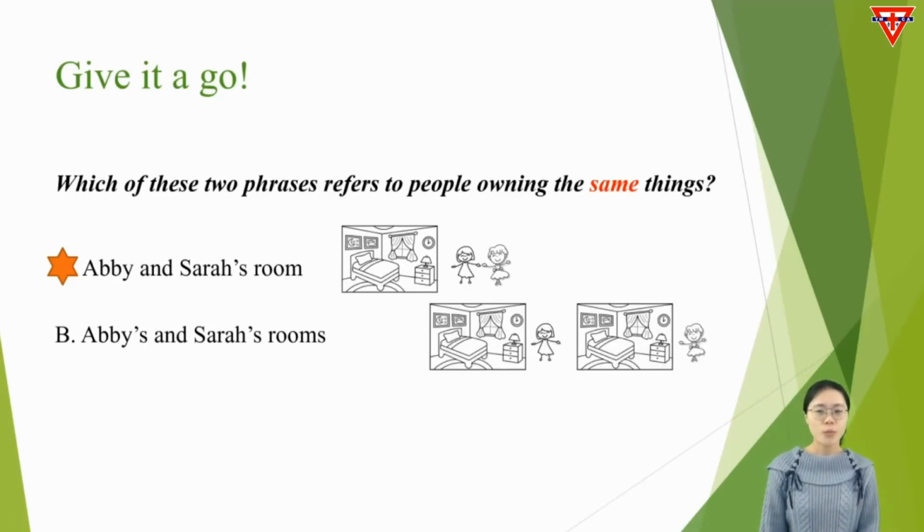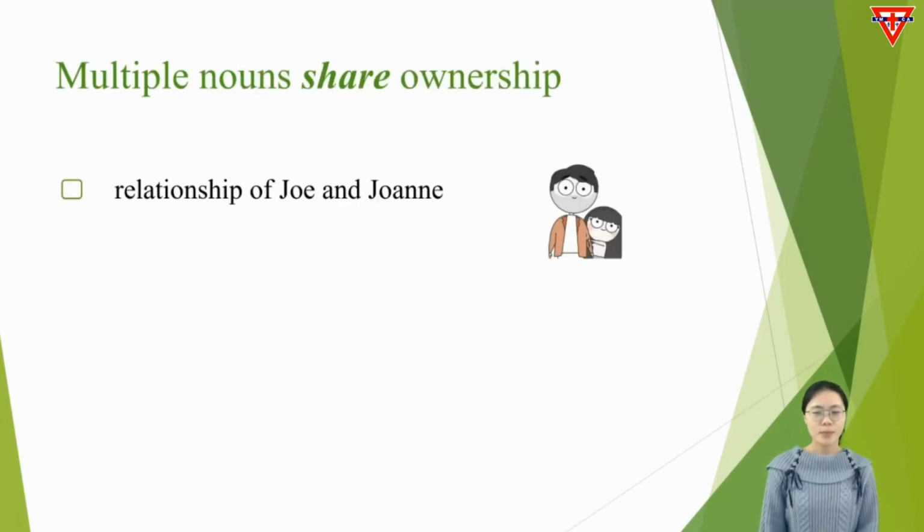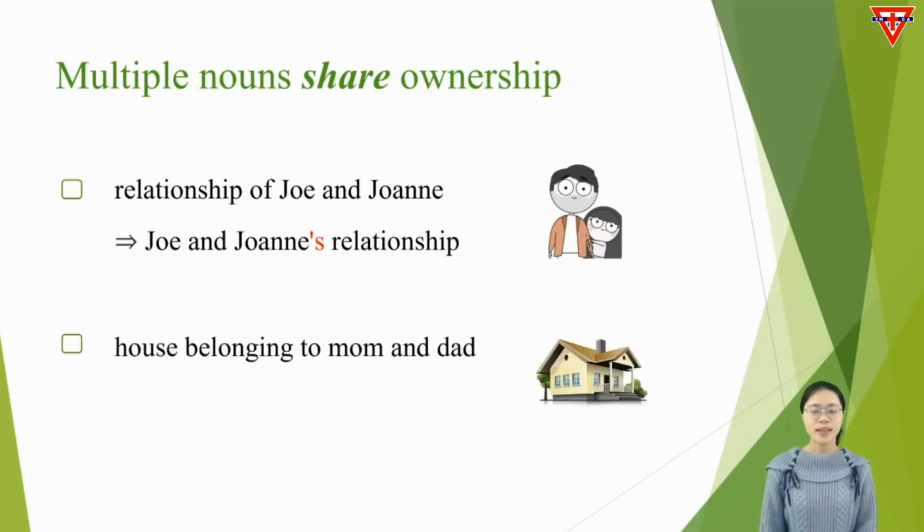Therefore, if 2 or more nouns share ownership, that's they own the same thing, we add an apostrophe and S to only the last noun. The picture here indicates that Joe and Joanne own the relationship together. Therefore, we only put an apostrophe and S to the last noun. If the house belongs to both mom and dad, where do we put an apostrophe and S? The last noun again.